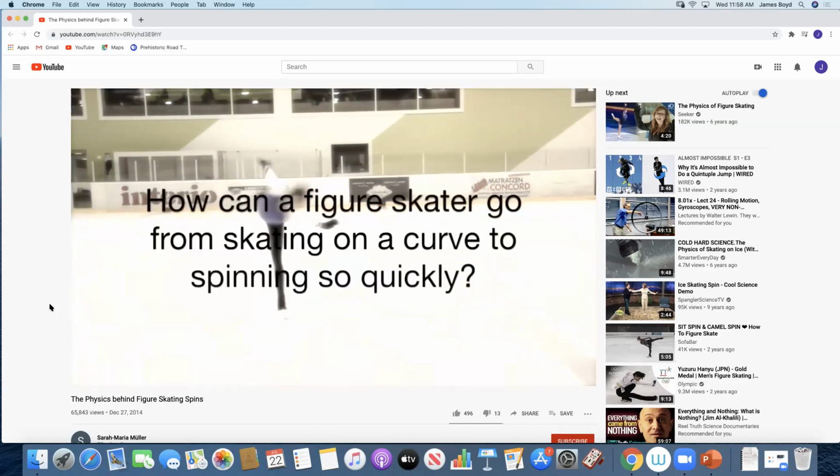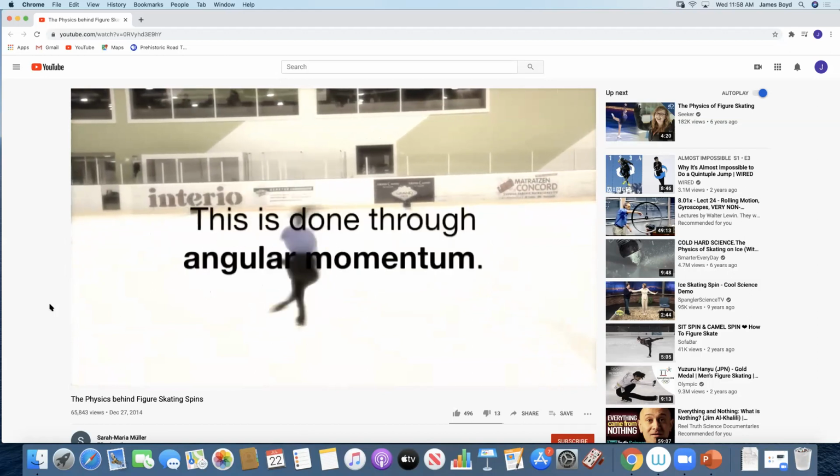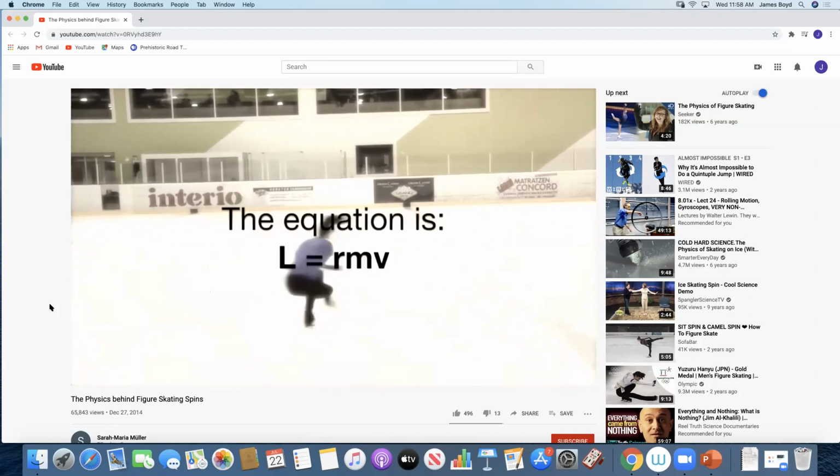Her feet are out really wide, her head's out wide so that they're further away from her body axis, she's going kind of slow. Tucks in, speeds up as I decreases.